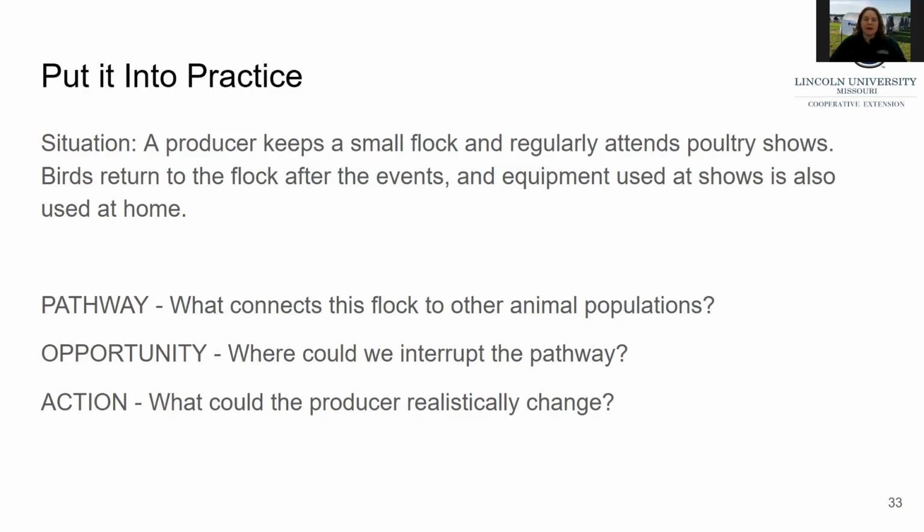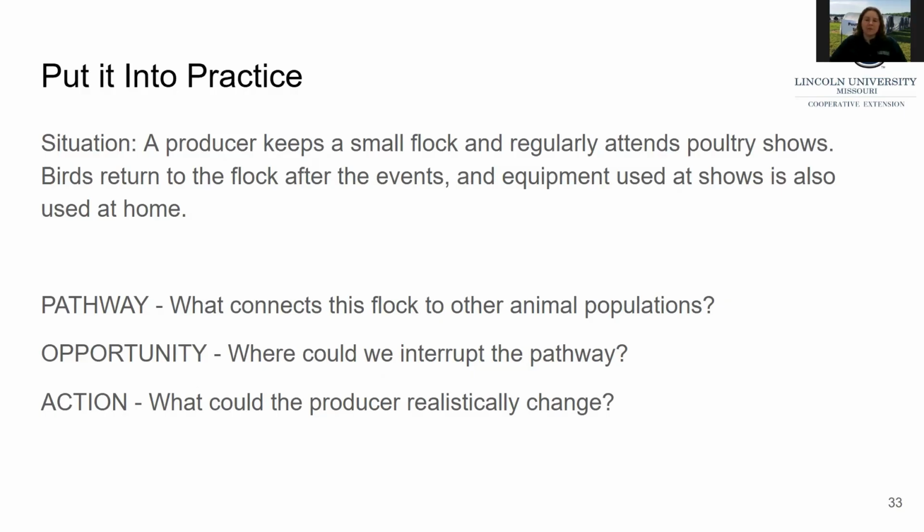First, think about the pathway. What connects this flock to other animal populations? Here we have animals moving between the show and the home flock, along with potentially people, equipment, and other materials. Next, think about the opportunity. Where could we interrupt those pathways? We might look at what happens before birds return to the flock, how equipment is handled, and where we could separate, clean, or otherwise manage those movements.